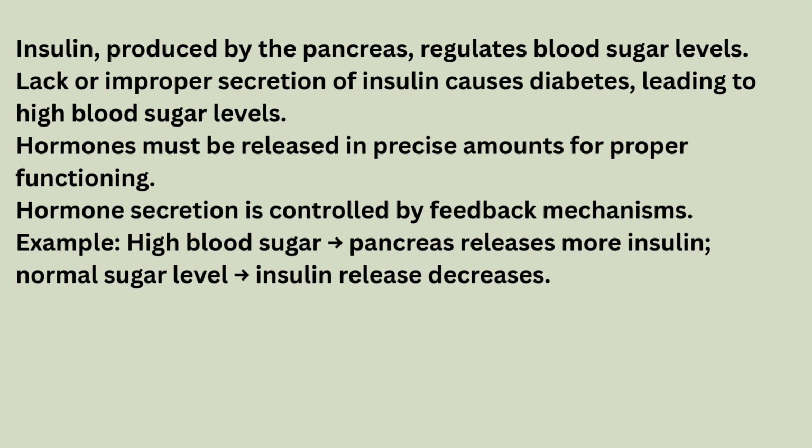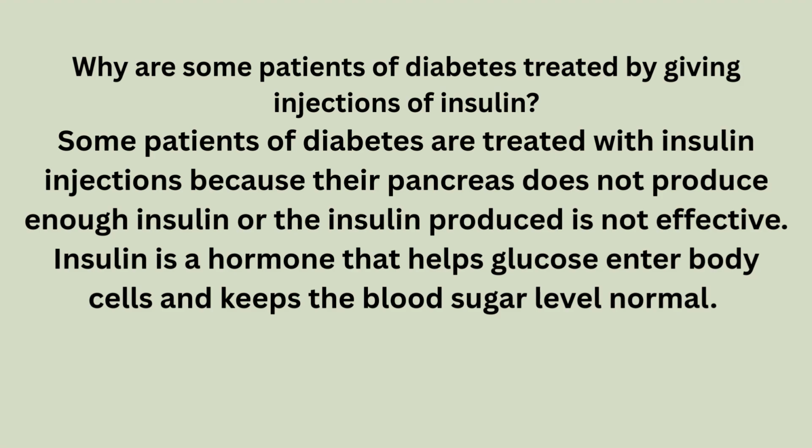Hormones must be released in precise amounts for proper functioning of the body. The hormone secretion is controlled by the feedback mechanism. For example, high blood sugar will trigger the pancreas to release more insulin, and at normal blood sugar, the insulin will be released in normal quantities.